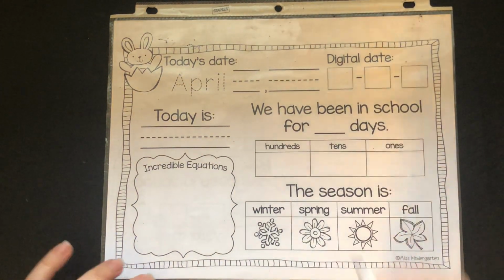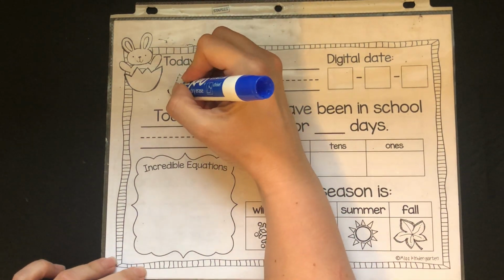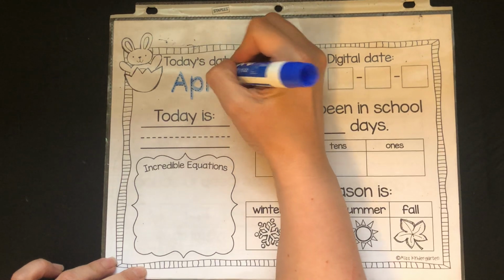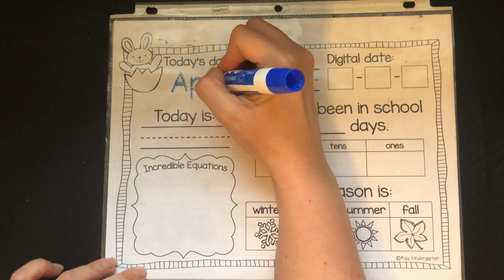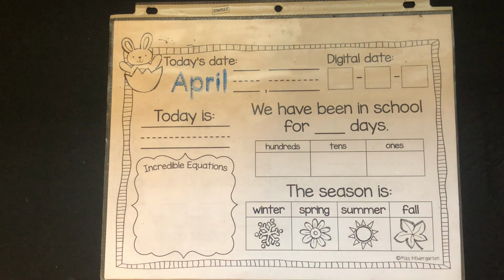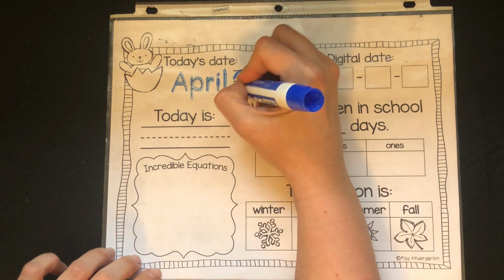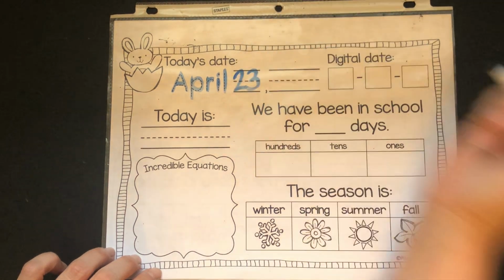Grab your dry erase markers, and here we go. We're going to trace this month that we're in, which is April. Today, I decided to switch up colors and went with my blue marker. All right, yesterday, love bugs, was April 22nd. What number comes after 22? Right, 23. So we're going to make a 2 and a 3.